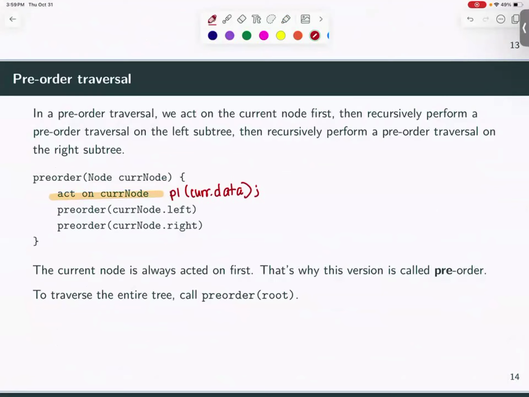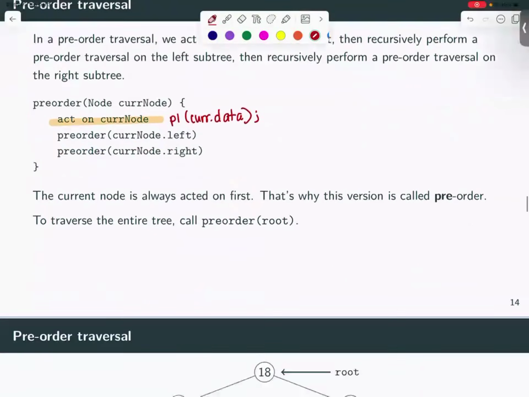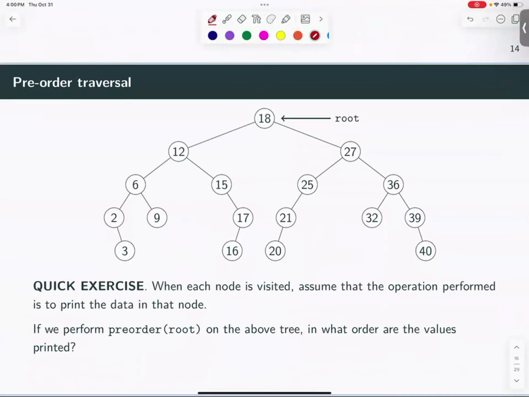So in a pre-order traversal, we act on the current node first, and then we recursively perform a pre-order traversal on the left subtree. And that will keep happening all the way down until we hit the bottom of it. We'll backtrack back up, and we will recursively perform a pre-order traversal on the right subtree. In this scenario, the current node is always going to be acted on first, and that's why it's called pre-order. So let's look at a tree and see what this looks like.